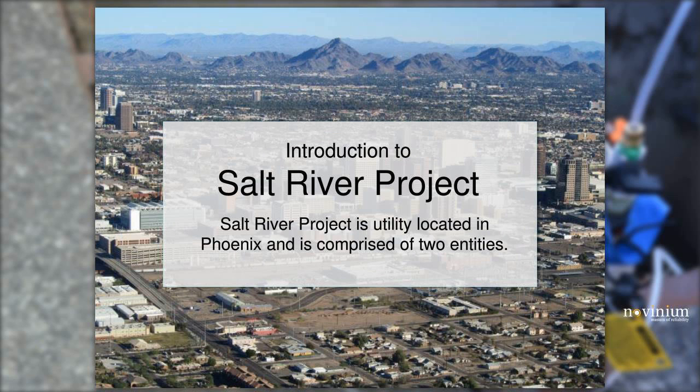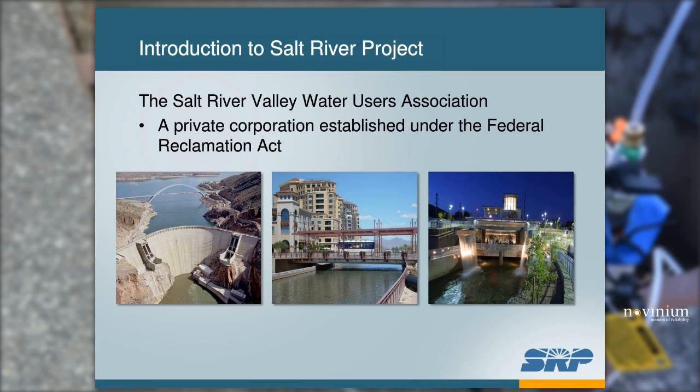First, I'd like to give you a brief background on Salt River Project. We're a utility company located in the metropolitan Phoenix area, and we're primarily composed of two entities. The first entity is our Water Users Association. This side of our business was established as a private corporation under the Federal Reclamation Act. This is essentially where we got our start, and this all occurred in about 1905.